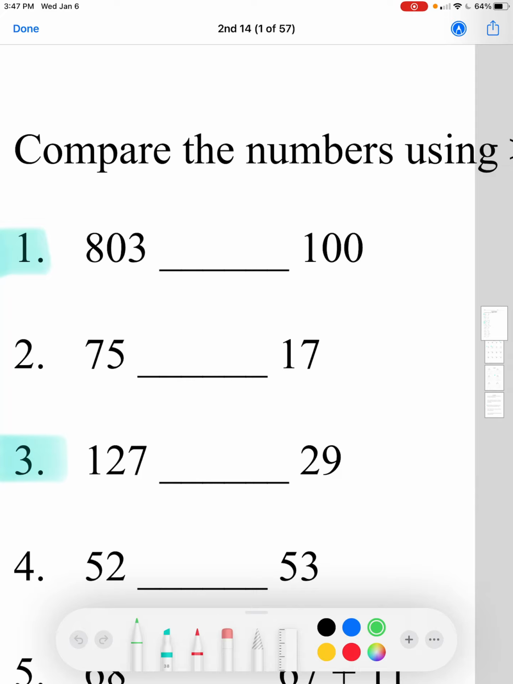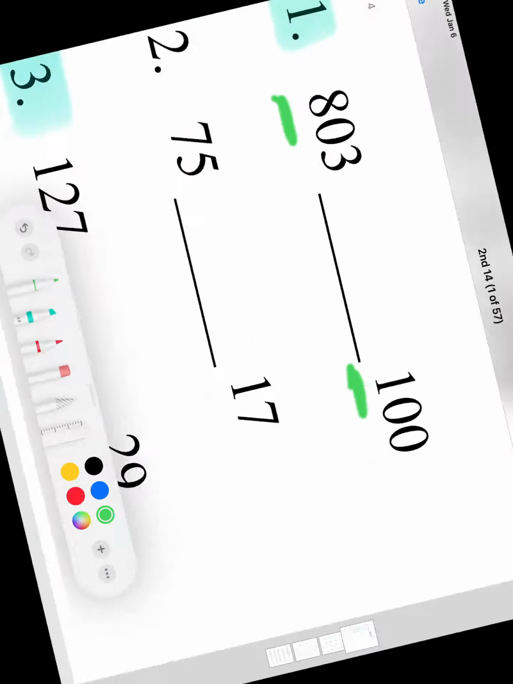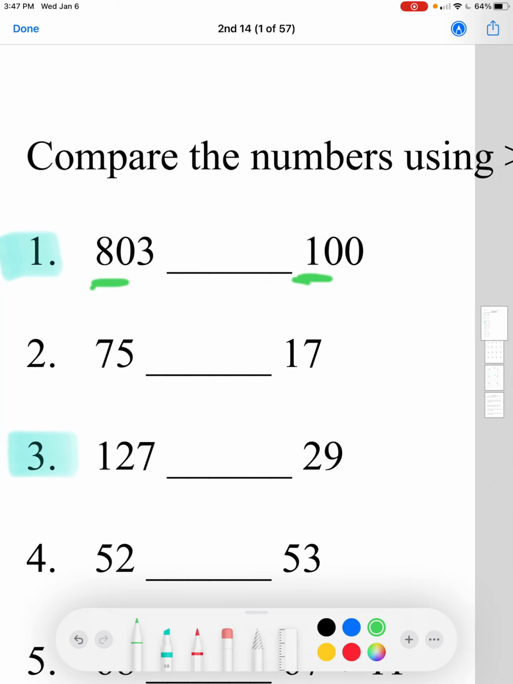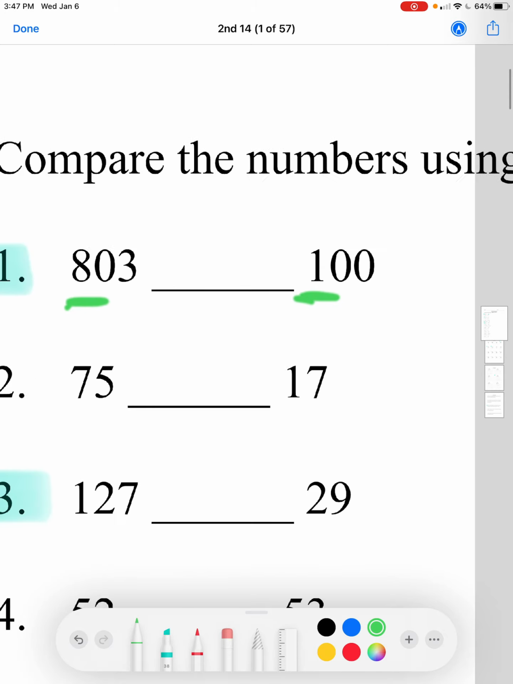So what we're going to do is compare from the first digit we see. We have an 8 here and a 1 here. So we know that 8 is more than 1. If you showed this in hundreds blocks, you'd have 800 blocks for 803 and 100 blocks for 101. Sorry, that was kind of confusing, but 8 is more than 1, so we have more hundreds on the left side than on the right side, so the number on the left side is bigger, the 803.